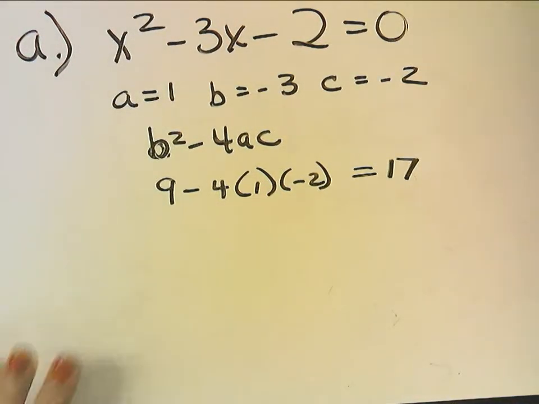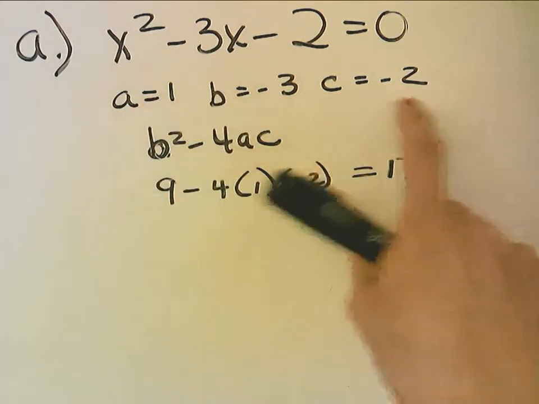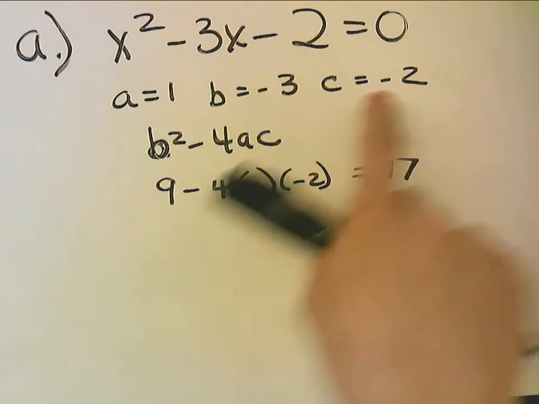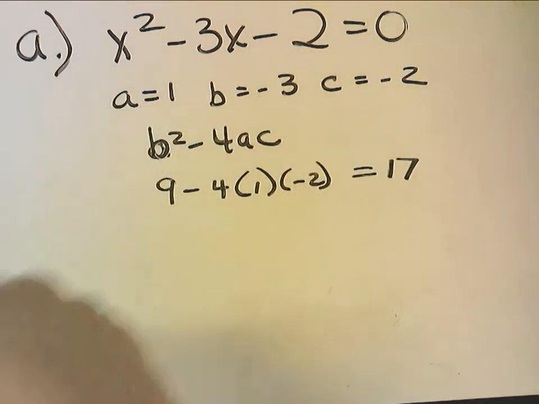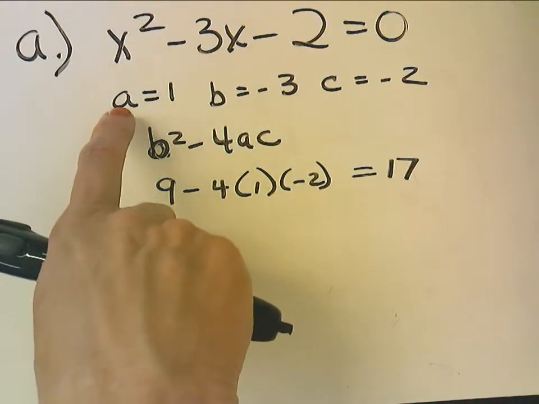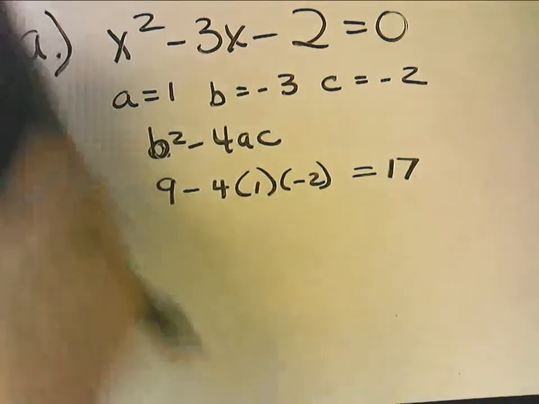Now, I knew that right away because if a is positive and c is negative, then negative 4 times ac, a negative times a negative, will be a positive. When a and c are the same sign, you have to be careful. There's a chance it might be negative. So let's look at b.